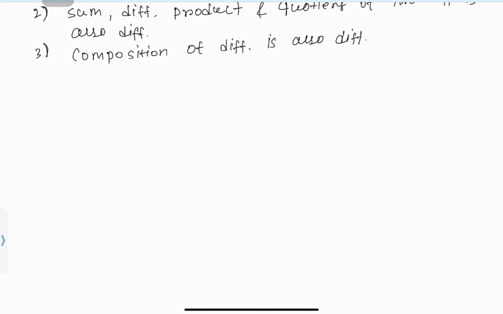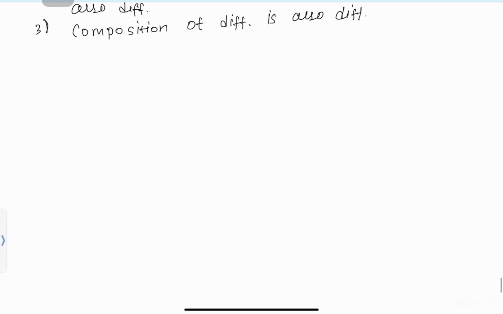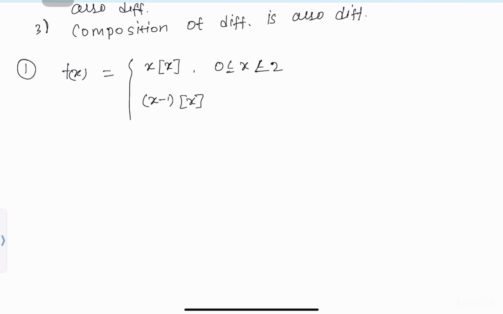Let us try to solve some questions based on it. Continuity and differentiability are all about problem solving. There is no such concept beyond this; it is the basic concept only, or the formula is also limited. You have to solve some tricky questions. So first question: f of x equal to x box x where 0 less than or equal to x less than 2. Here box refers to the greatest integer function. And x minus 1 box x for 2 less than or equal to x less than or equal to 3.